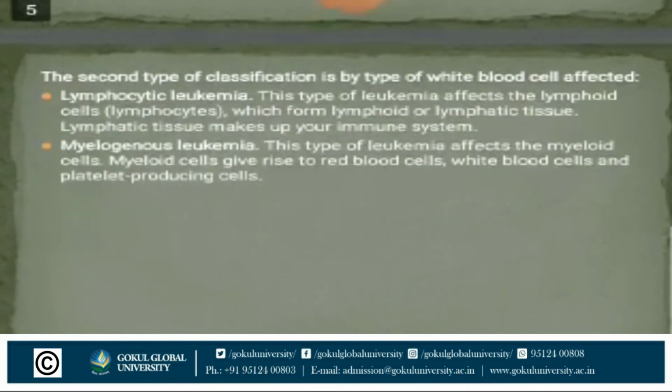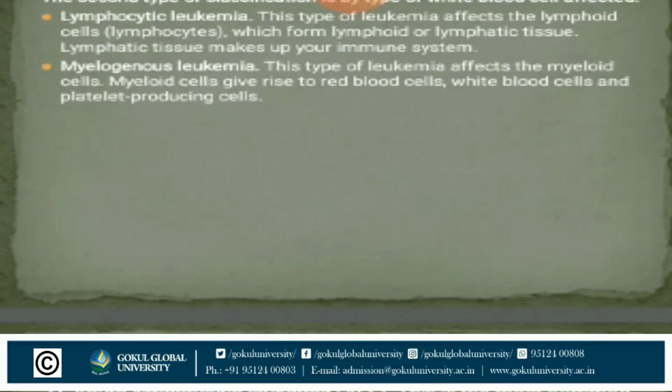The second type of classification is by the type of white blood cells affected: lymphocytic leukemia and myelogenous leukemia. Lymphocytic leukemia affects the lymphoid cells, like lymphocytes, which form lymphoid or lymphatic tissues.